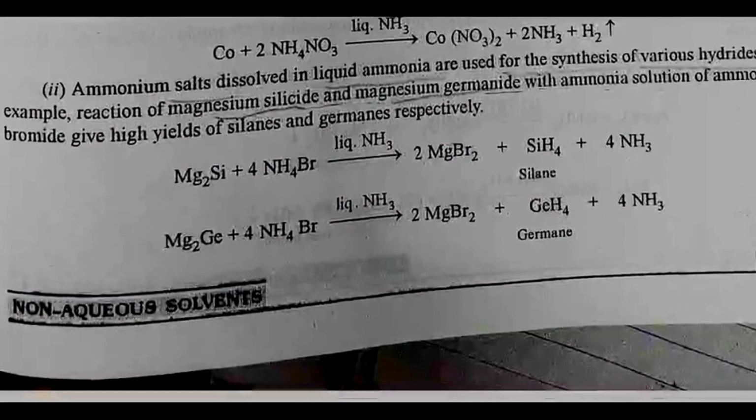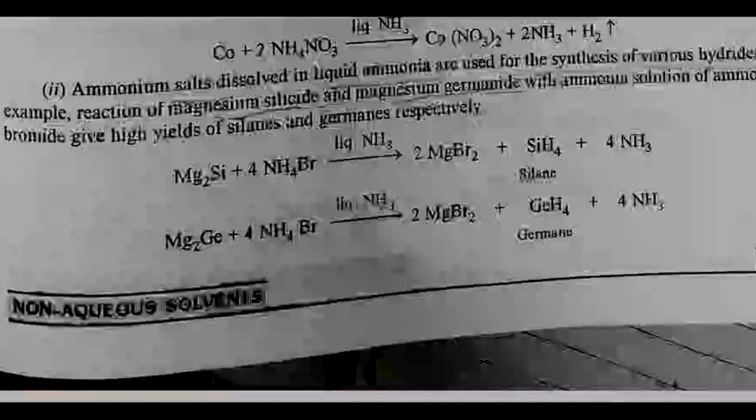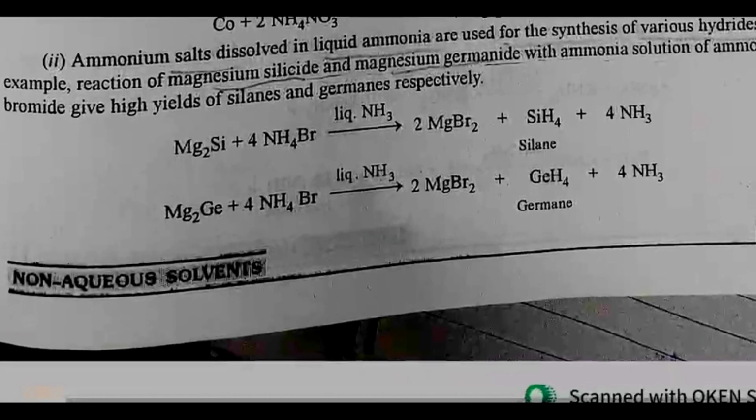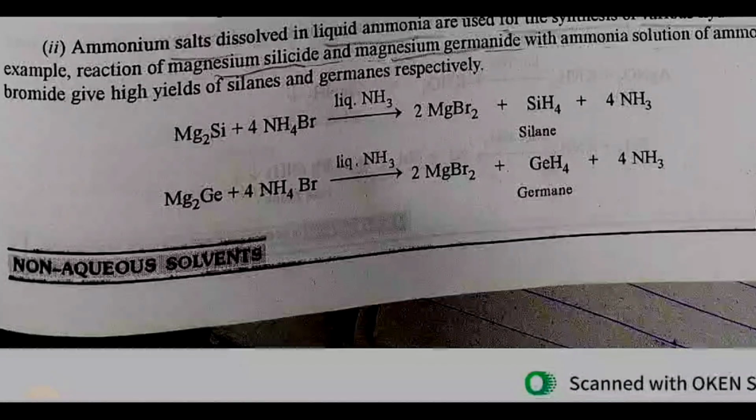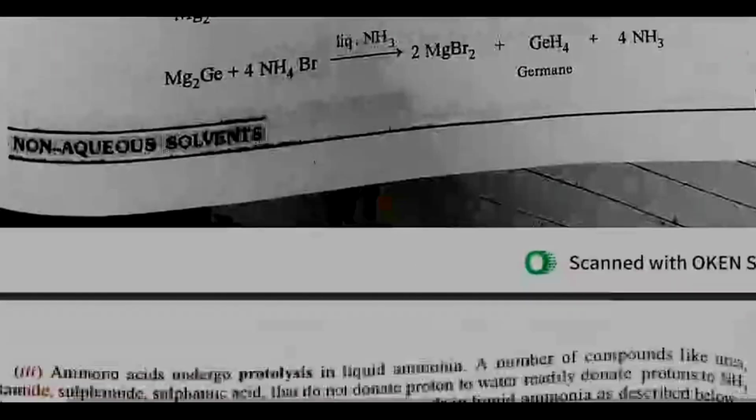Second, ammonium salts dissolved in liquid ammonia are used for the synthesis of various hydrides. For example, reaction of magnesium silicide and magnesium germanide with ammonium bromide solution in liquid ammonia give high yields of silanes and germanes respectively. Mg2Si plus 4NH4Br in presence of liquid ammonia is equal to 2MgBr2 plus SiH4 plus 4NH3. Mg2Ge plus 4NH4Br in presence of liquid ammonia is equal to 2MgBr2 plus GeH4 plus 4NH3.